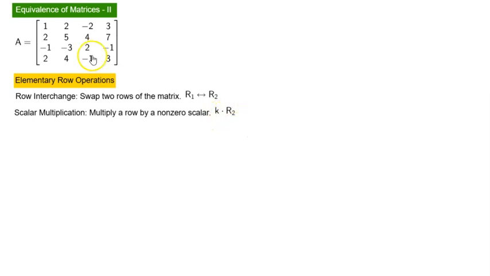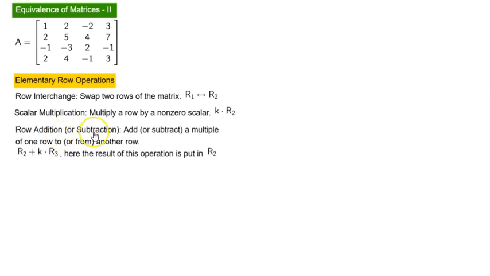That is k times R2, for example. So 2, 5, 4, 7 are multiplied by a scalar k. Row addition or subtraction: add or subtract a multiple of one row to or from another row. So we have R2 plus k R3. Here the result of this operation is put in R2. So R2 gets replaced by the result of this operation.